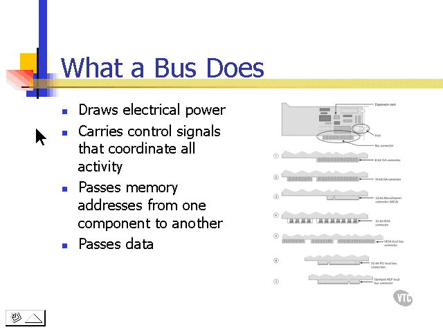What a bus does is, first of all, sends electrical power to all of the components. Second, it carries control signals that coordinate the activity. It also passes memory addresses from one component to the other. And finally, it passes data. There are many different types of buses, and buses have to be very specific for each device. Let's look at some different types of buses.